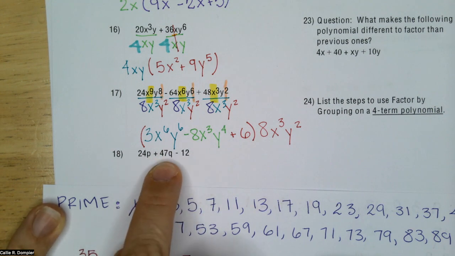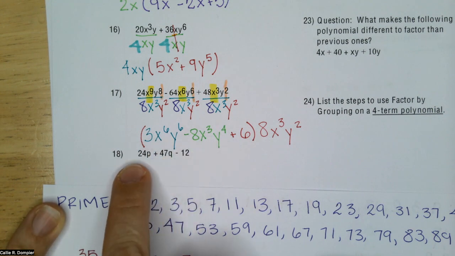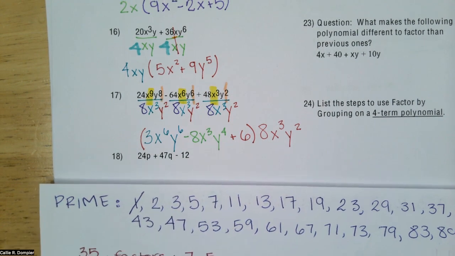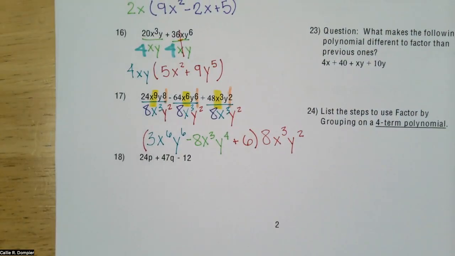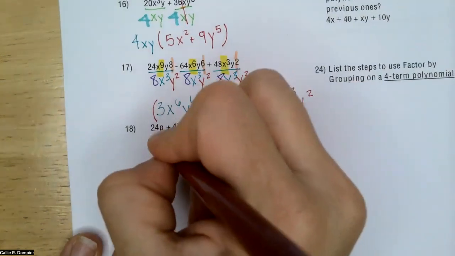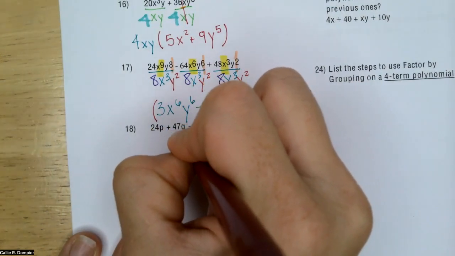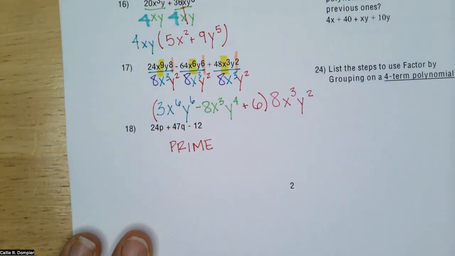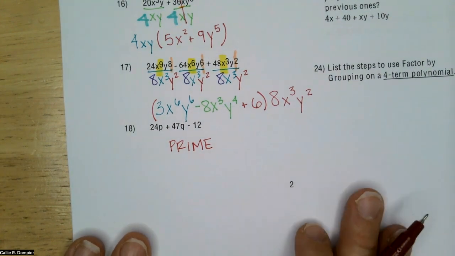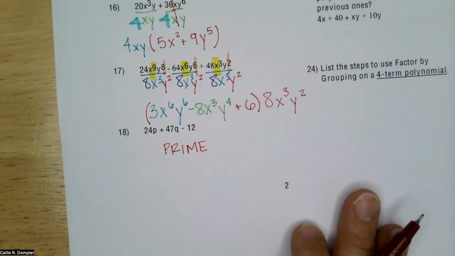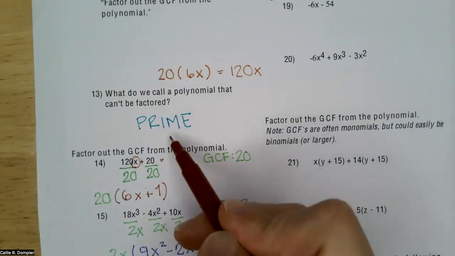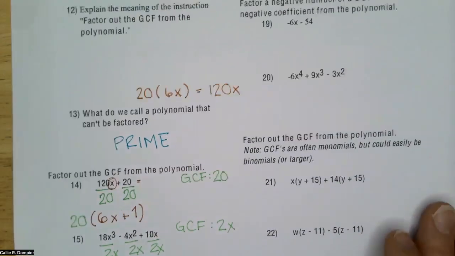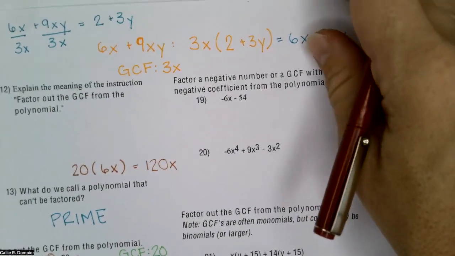P, there's no P here, there's no P here. Q, there's no Q here, there's no Q here. So we can only divide it by 1. The greatest common factor is 1. But we also say that this is a prime. If the only factor common to the terms is 1, that is a prime polynomial. Prime. Can't be factored. All right.